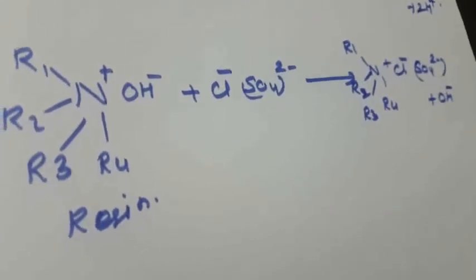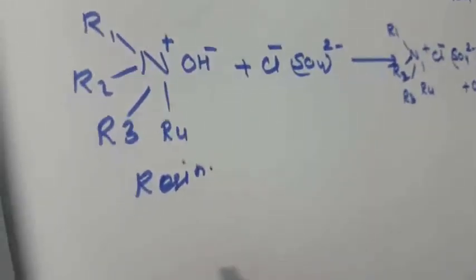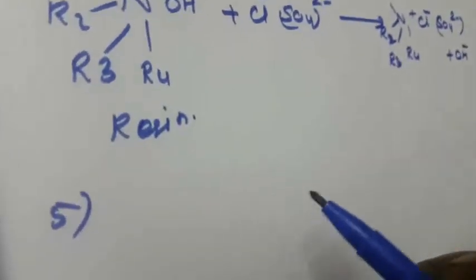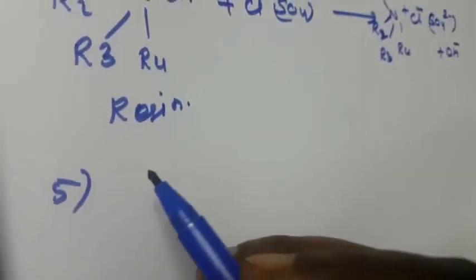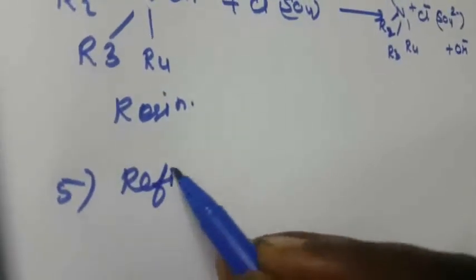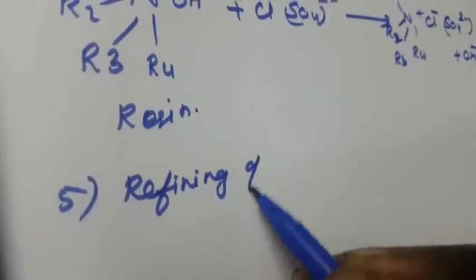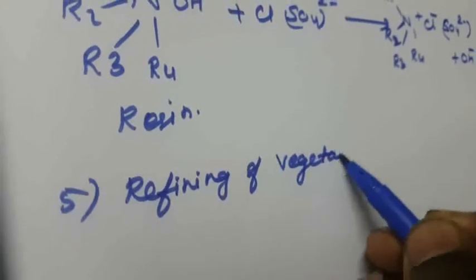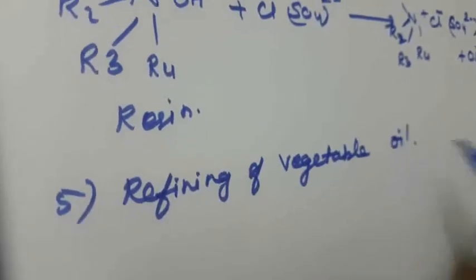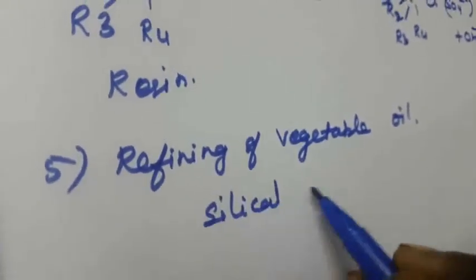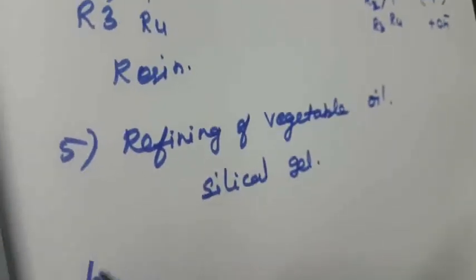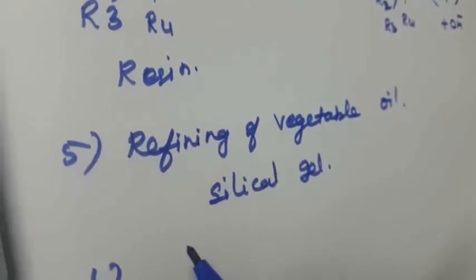So next, the fifth one, is what are the applications of this? Another one is petroleum refining and the refining of vegetable oil. Silica gel is used in the refining process, that is the purification of vegetable oil. Silica gel can be used for the purification of the vegetable oil. Another one is the decolorization of sugar.